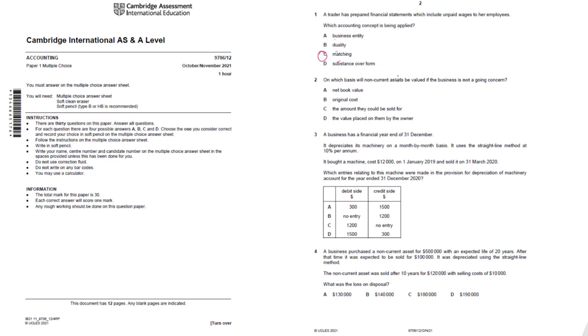On which basis will non-current assets be valued if the business is not a going concern?